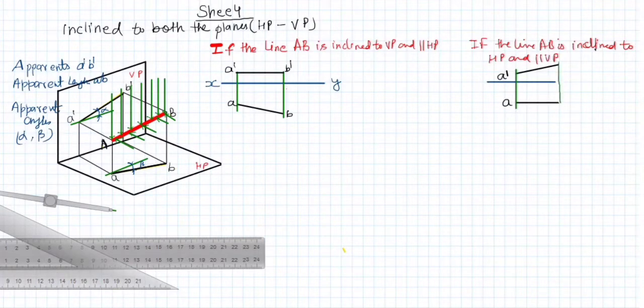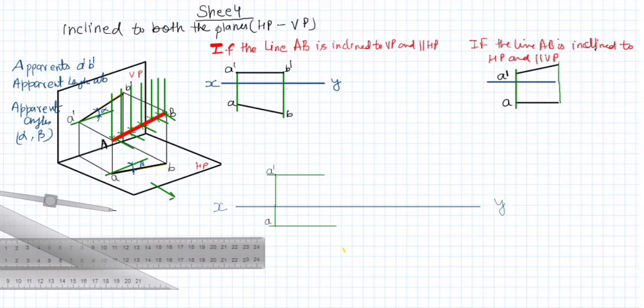So first of all, let us draw the projections of this inclined line, which is inclined to both the planes. This is our XY. So this is the front projection. Let this be the dimension of A dash. Let this represent the locus of A dash, and the locus of A. Wherever these are matching, I'm not doing the dimensioning, as you all know. So this will be point A dash and this will be point A.